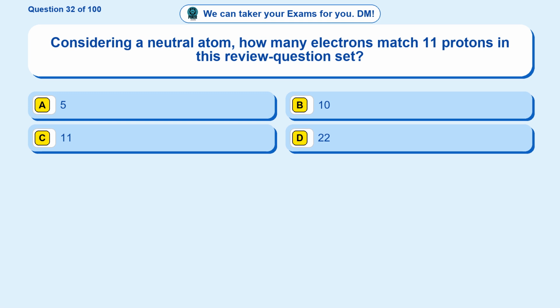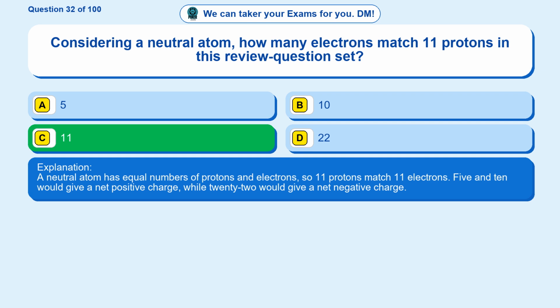Question 32. Considering a neutral atom, how many electrons match 11 protons in this review question set? Option A, 5. Option B, 10. Option C, 11. Option D, 22. The correct answer is option C. 11. A neutral atom has equal numbers of protons and electrons, so 11 protons match 11 electrons. 5 and 10 would give a net positive charge, while 22 would give a net negative charge.